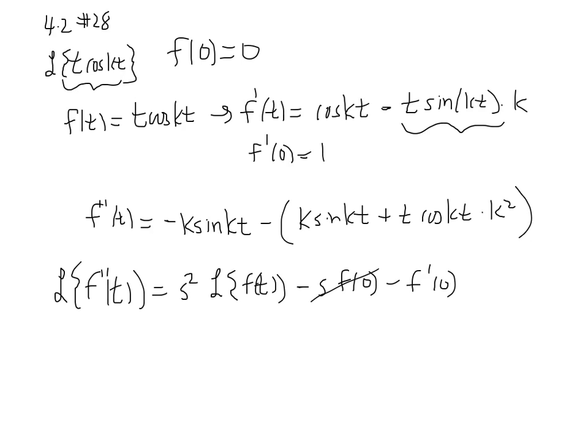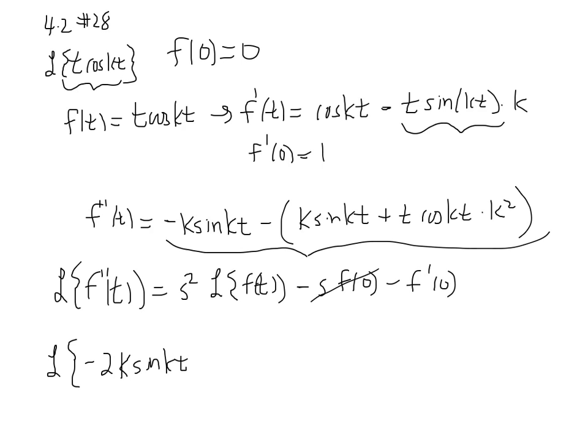So we're going to have the Laplace transform of this whole thing, which is the Laplace transform of minus 2k sine kt minus t k squared cosine kt, is s squared times the Laplace transform of what we were looking for from the beginning, t cosine kt, and again, I'm going to run out of room here. These problems take space. Minus 1.